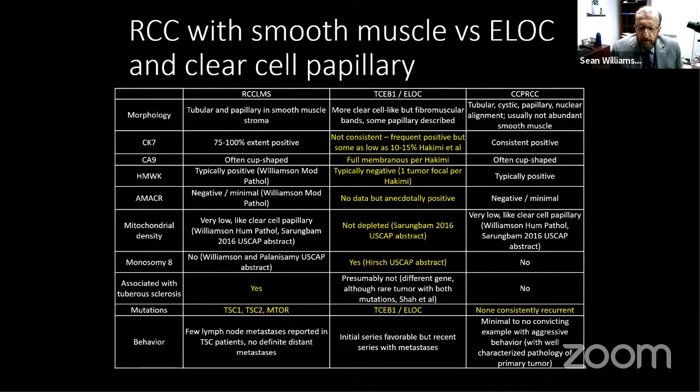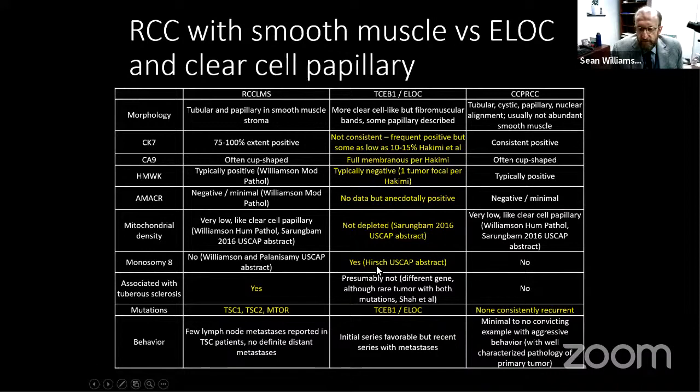Interestingly, Satish Tickoo and his group from Memorial Sloan Kettering Cancer Center did some work a few years ago, presented as a USCAP abstract on the mitochondrial density in some of these tumors. To me, it appears that the mitochondrial density seems to be very low in clear cell papillary renal cell carcinoma based on his abstract, and also some electron microscopy that we've done on these tumors. The same is likely true of those with the fibromuscular stroma. However, in the abstract from their group, they found that mitochondrial density was not depleted in the ELOC mutated tumors. So again, that's a very subtle, small difference between these tumors.